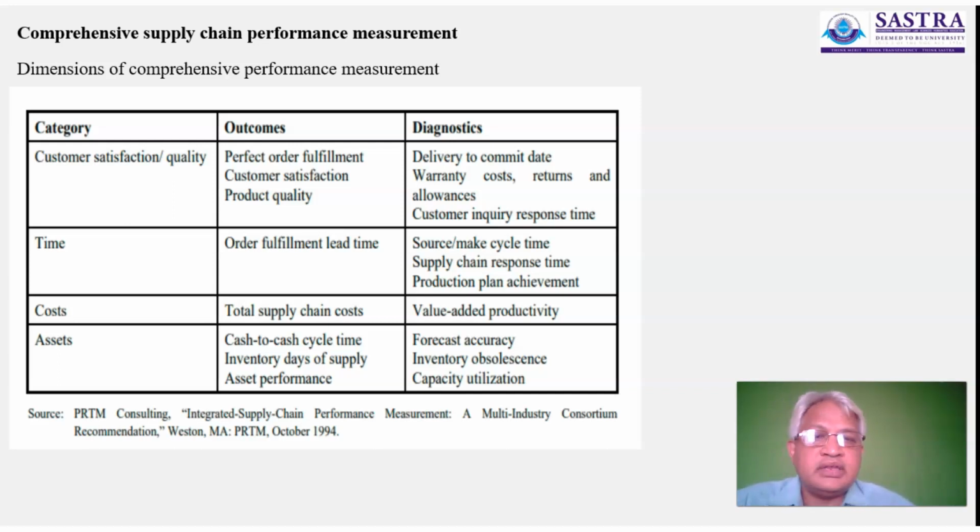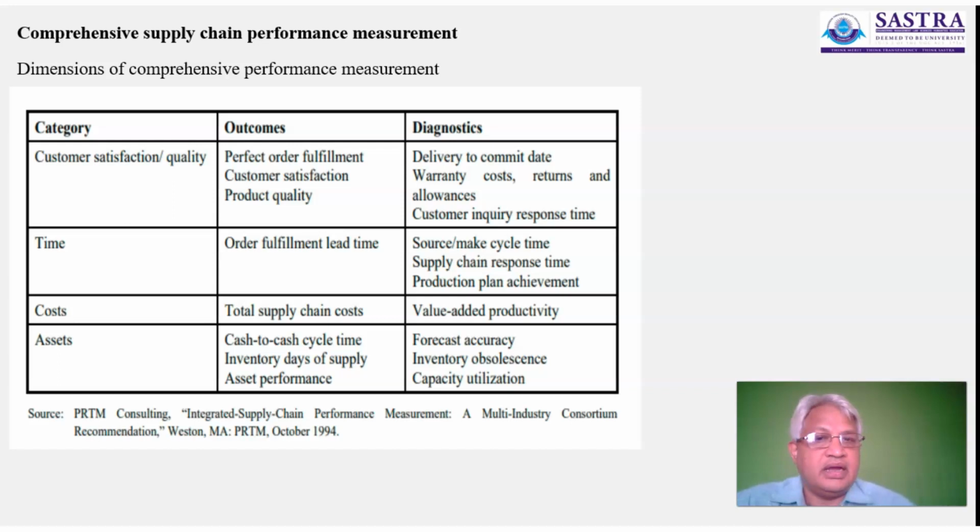In the same way, we'll go for the reverse for the next metric. Let's look at the diagnostics first. The cycle time required for making the product or sourcing the product, depending on what kind of business the company is in, the supply chain response time, or the production plan achievement, all are diagnostics for an outcome which is order fulfillment lead time, and that is a key metric related to time.